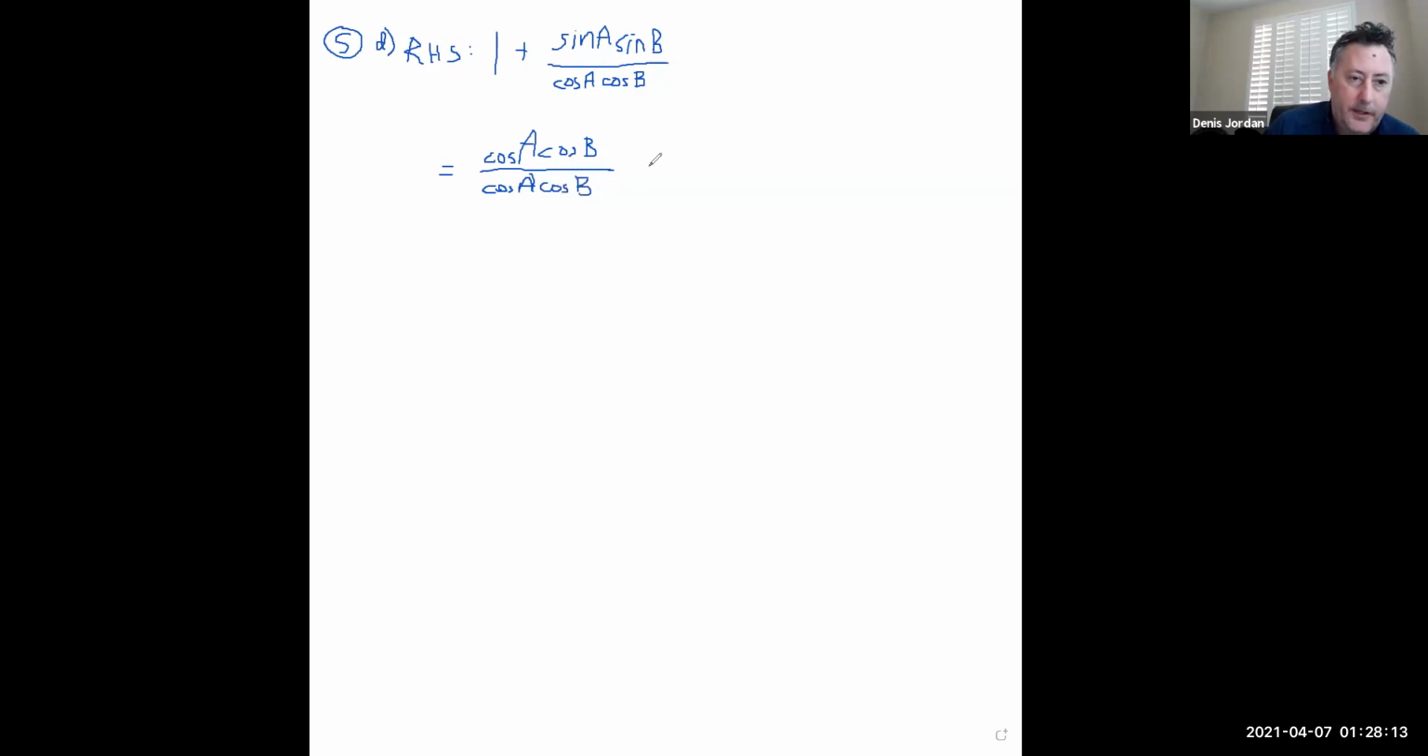So I'll just change the 1 to cosine A, cosine B over cosine A, cosine B. And then you still have the other one, and you don't need to change it, because it has a common denominator already. And now that they have the same common denominator, write everything into one big ol' giant fraction.